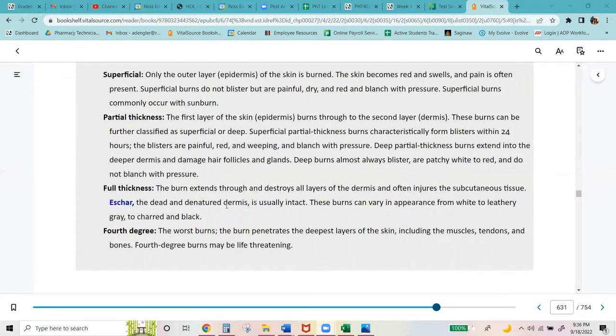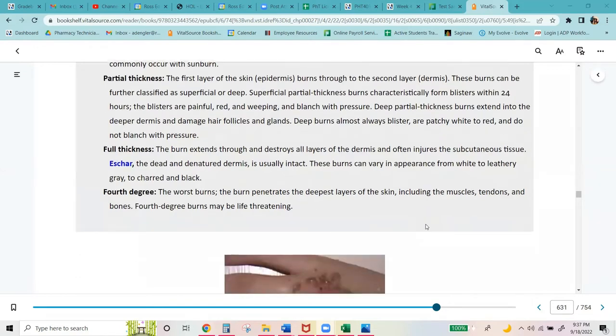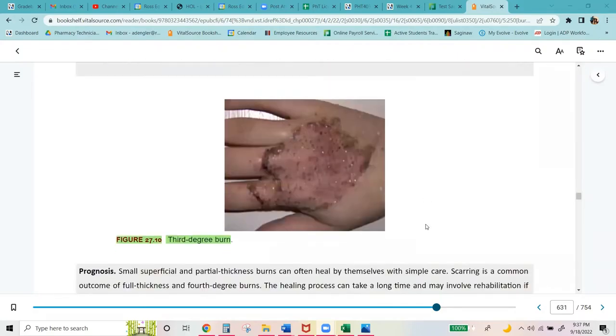Full thickness, the burn extends through and destroys all layers of the dermis and often injures the subcutaneous tissue. 4th degree, the worst burns. The burn penetrates the deepest layers of the skin, including the muscles, tendons, and bones. 4th degree burns may be life-threatening.